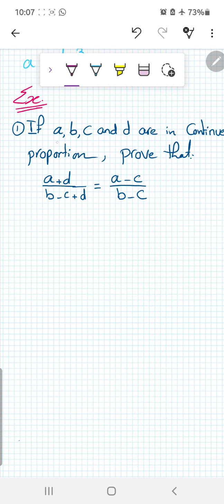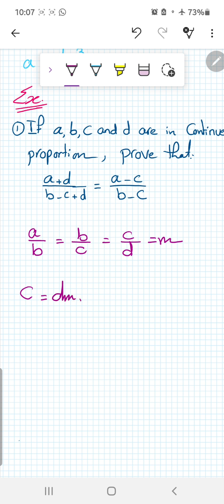Number 1, if a, b, c, d are in continued proportion, so first write a over b equals b over c equals c over d equals m, and start from the last. So c equals dm, b equals dm power 2, and finally a equals dm power 3. Okay, prove that a plus d over b minus c plus d equals that.